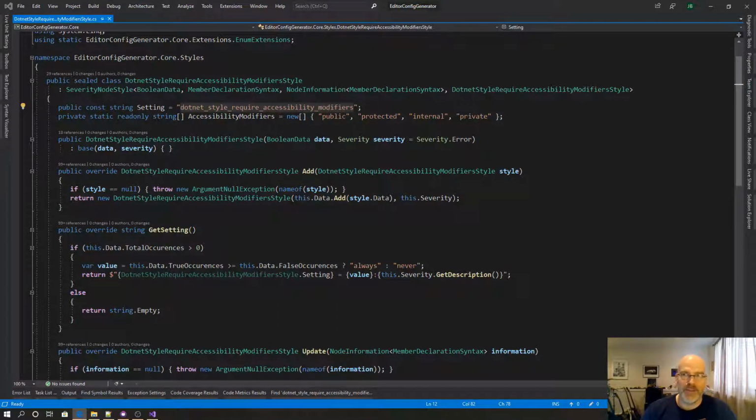Well, guess what they did? They added that. It's actually default interface members. So, yay. I'm just going to ignore that for now. I'm going to try to do this one that he mentioned, which is to add omit if default. So if you prefer accessibility modifiers to be specified, except if they are the default modifier. So what does that mean?